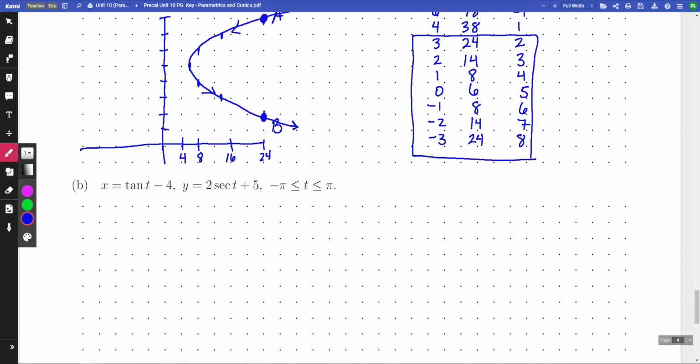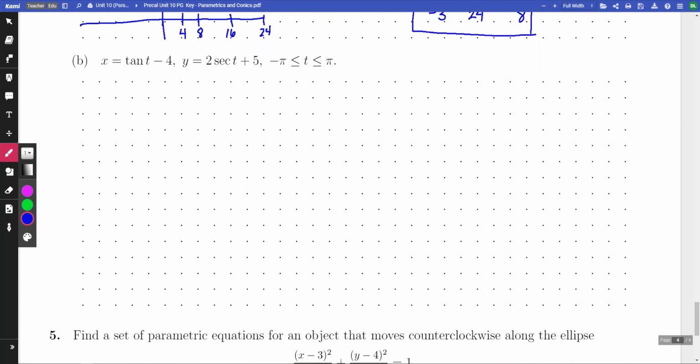Okay. If I look to my next equation, I have an equation that should look familiar. If I look at this equation, I should recognize that this is a hyperbola. And I can always solve for this. Say that x plus 4 is equal to the tangent of t, and that y minus 5 over 2 is equal to the secant of t.